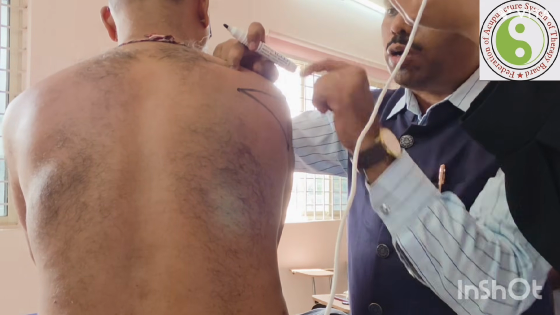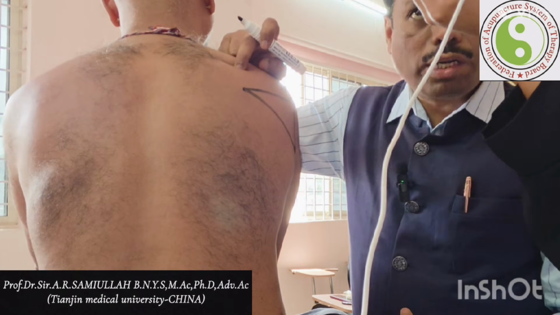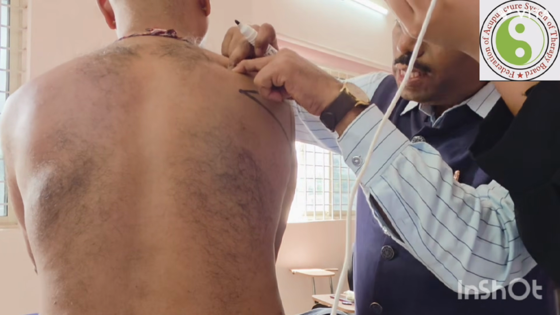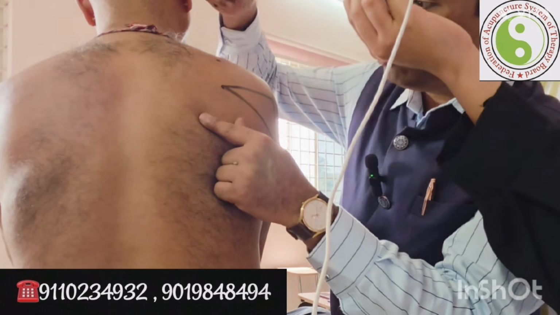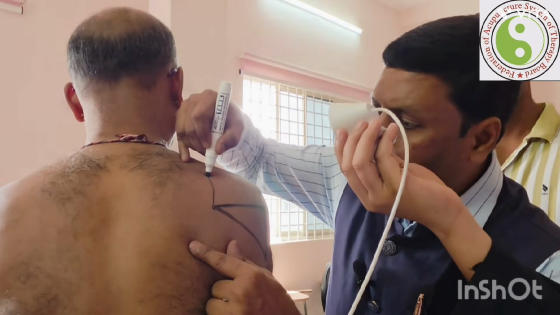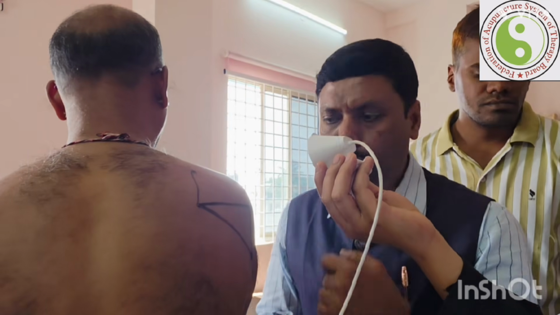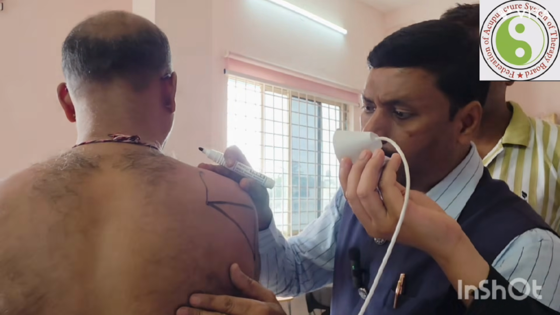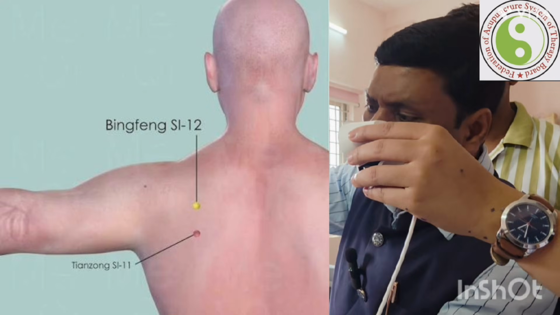SI12, the point is located on the superior border of the spine of the scapula. You touch and feel the spine, the supraspinous fossa. So this point, you just come down vertically, is known as the SI12 point, that's called Bing Feng.